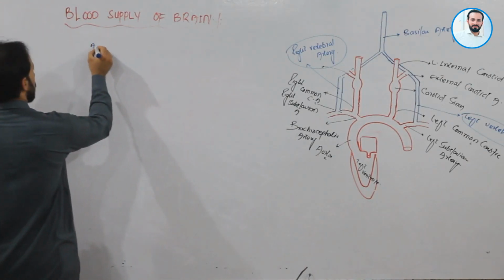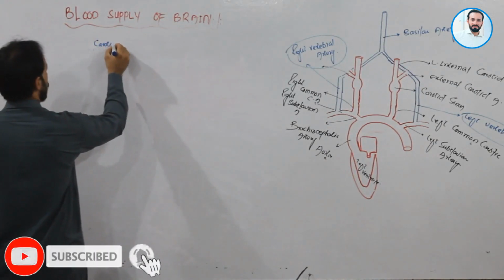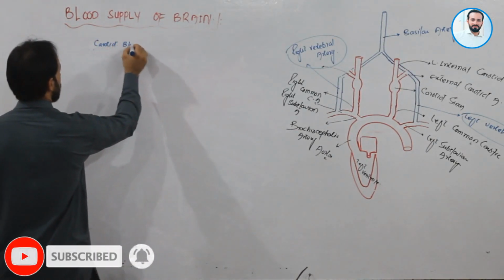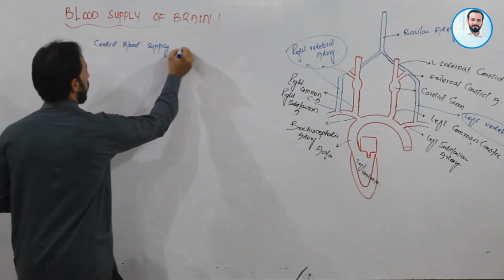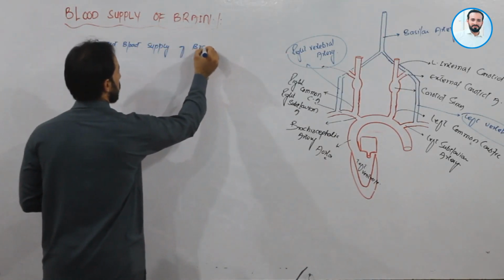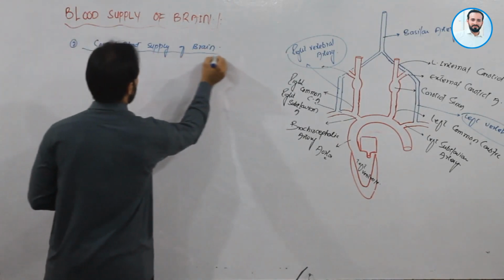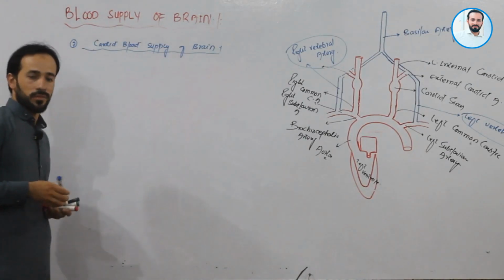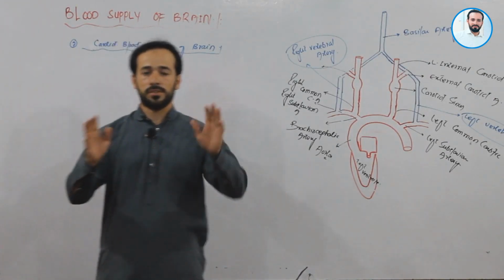So anterior, or let me write it as the carotid blood supply of brain. Clear friends? Carotid blood supply of our brain. Okay, let me clear it first.